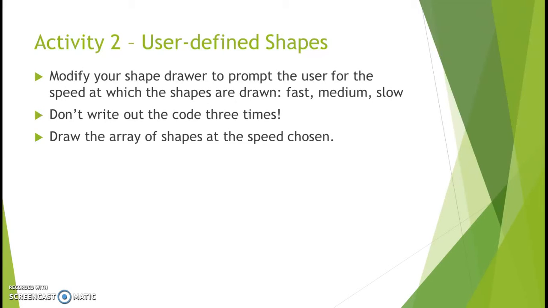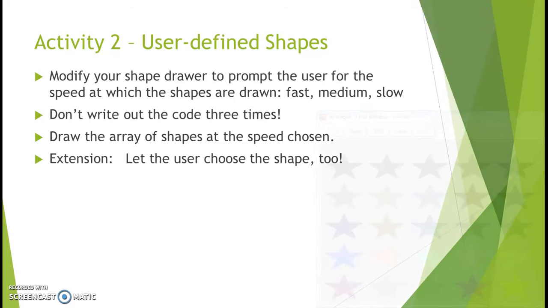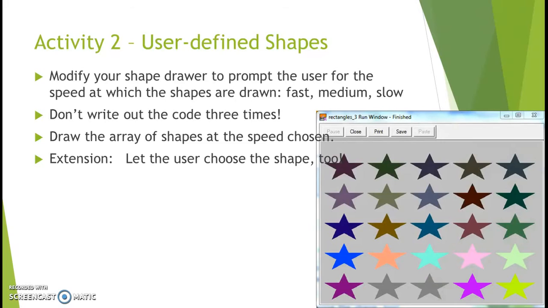Okay, and set up your system to draw the array of shapes, either fast, medium, slow, depending upon what the user has asked for. And if you want an interesting extension, go ahead and configure your system to let the user choose what shape is going to be drawn. You should find that to be an interesting problem. Okay, so there's my implementation with my pseudo-random colors of my stars.